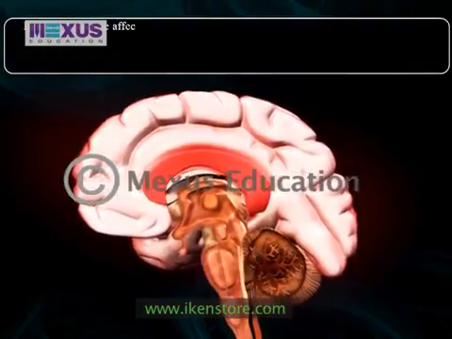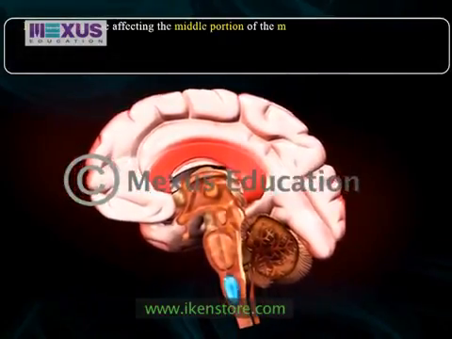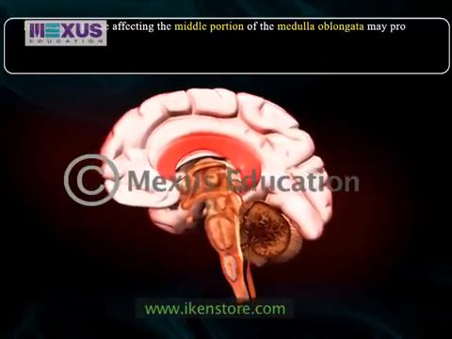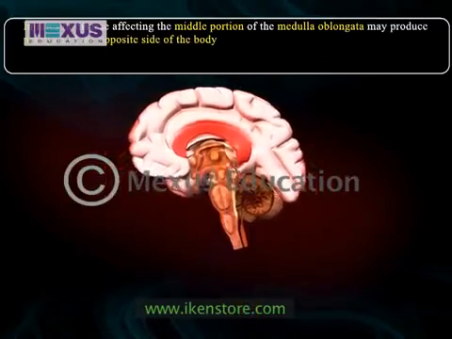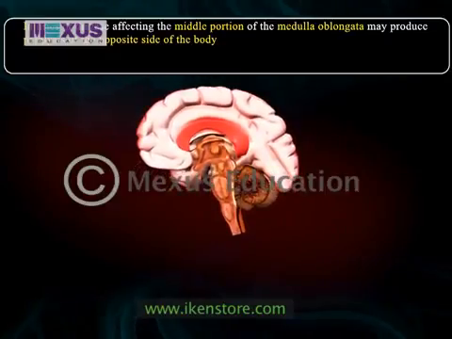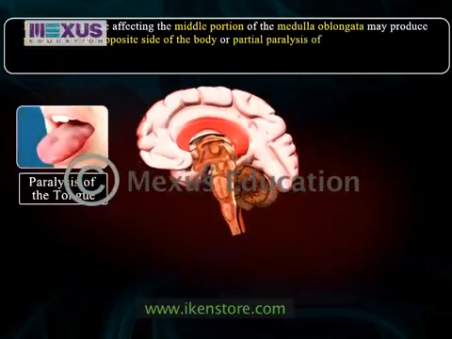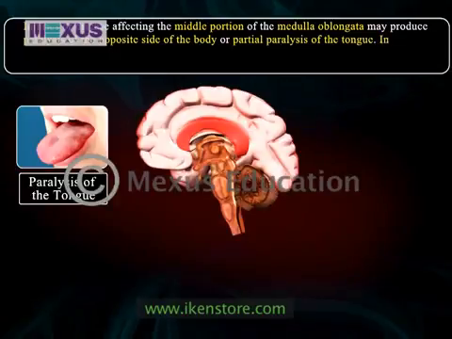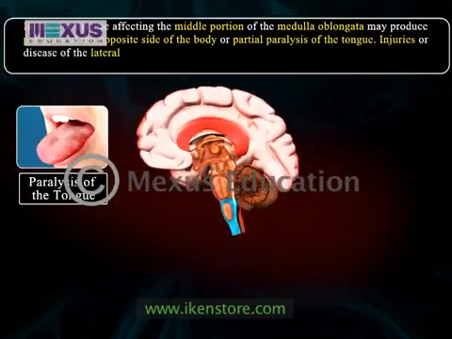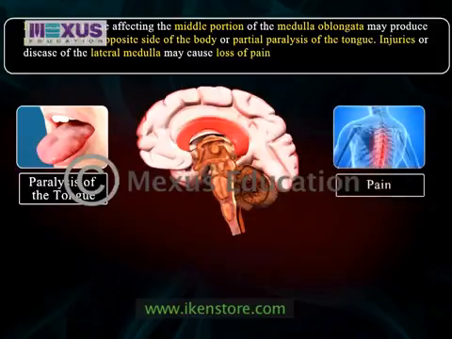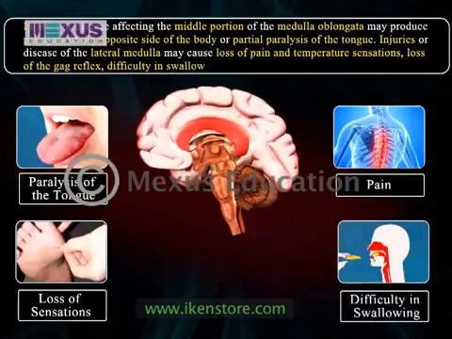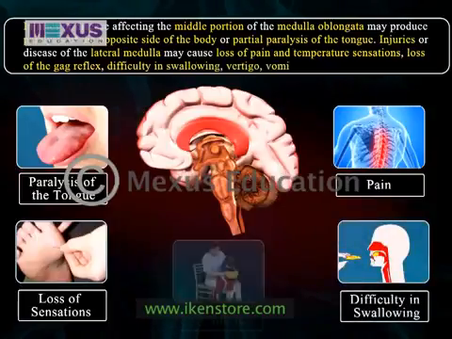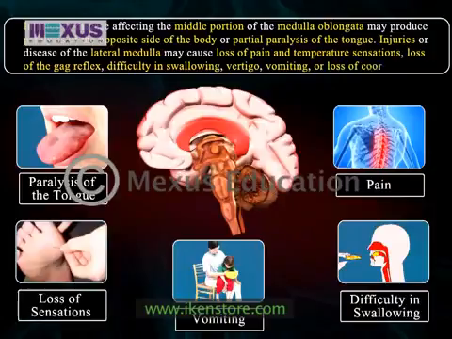Injuries or disease affecting the middle portion of the medulla oblongata may produce paralysis of the opposite side of the body, loss of the senses of touch and position, or partial paralysis of the tongue. Injuries or disease of the lateral medulla may cause loss of pain and temperature sensations, loss of the gag reflex, difficulty in swallowing, vertigo, vomiting, or loss of coordination.